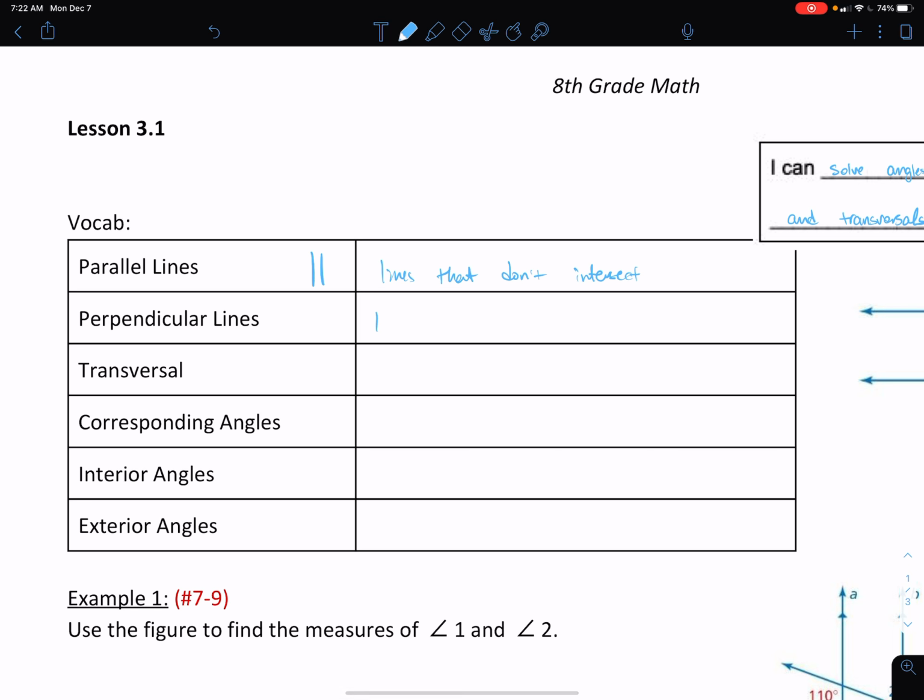Perpendicular lines are lines that intersect but at right angles. Okay, like this. So lines that intersect at perfectly right angles. The angle is a perpendicular line.